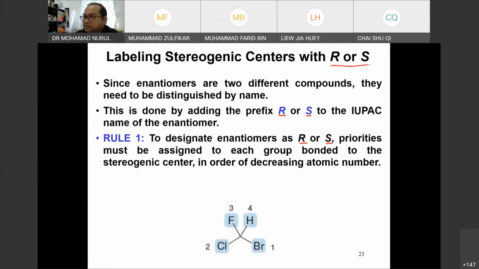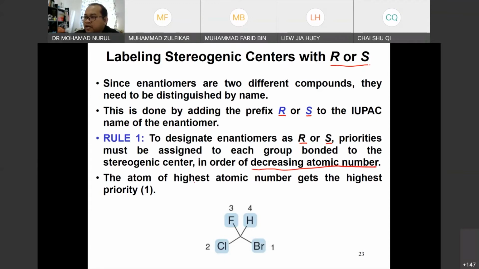Second, you have to assign each group bonded to the stereogenic center a priority in order of decreasing atomic number. So you have to remember atomic numbers, not too many. The atom with the highest atomic number gets the first priority. In this case, we have four. This is a stereogenic center. Why do we call it a stereogenic center? Because it is attached to four different substituents.